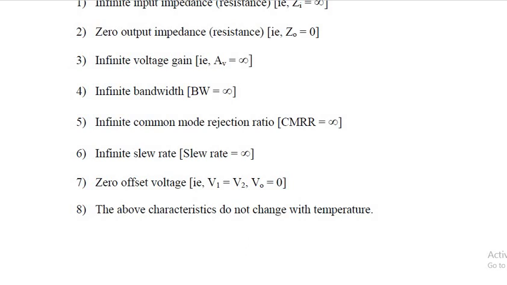Slew rate is infinite. 0 offset voltage. It is nothing but when the two inputs are equal, the output voltage is 0. And all the above characteristics do not change with temperature. These are the ideal op-amp characteristics.